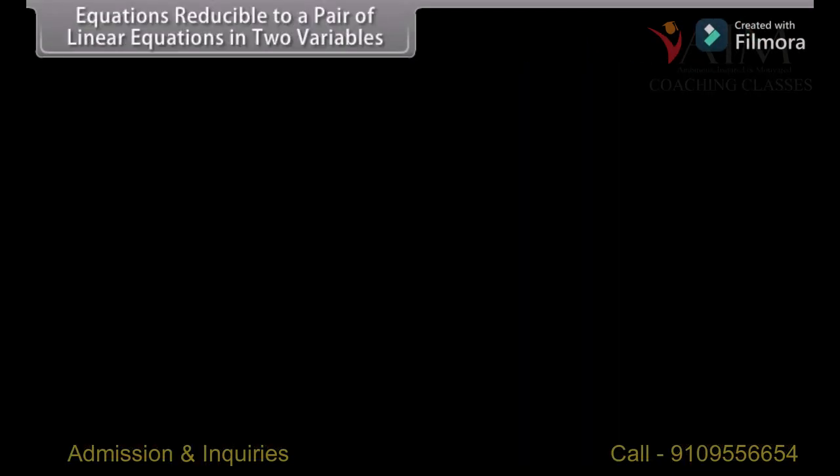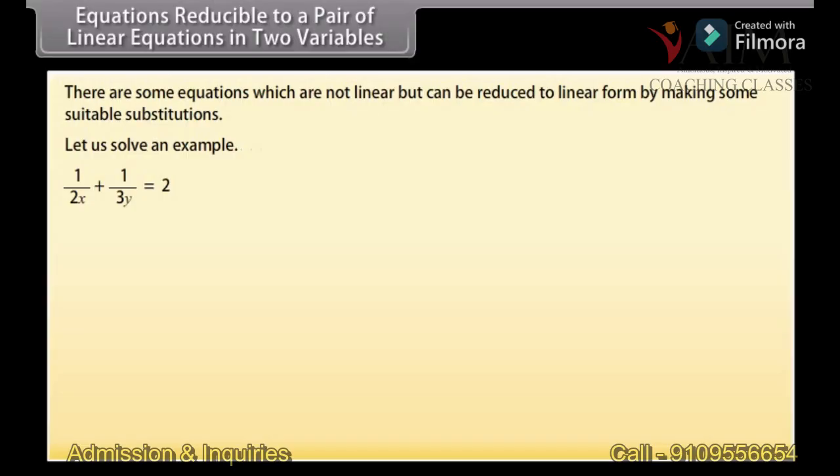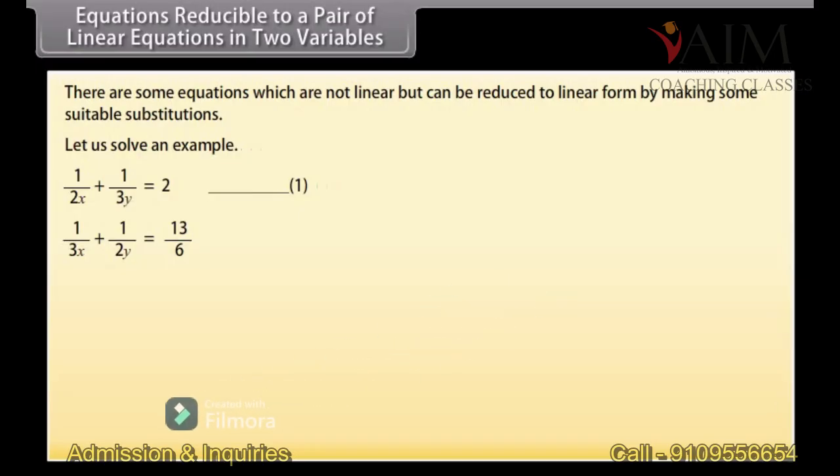Equations reducible to a pair of linear equations in two variables. There are some equations which are not linear but can be reduced to linear form by making some suitable substitutions. Let us solve an example. Solve 1/(2x) + 1/(3y) = 2, equation 1. 1/(3x) + 1/(2y) = 13/6, equation 2.